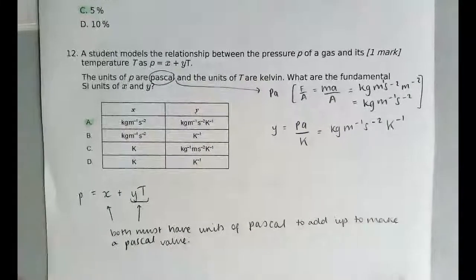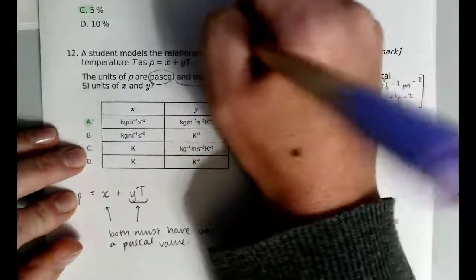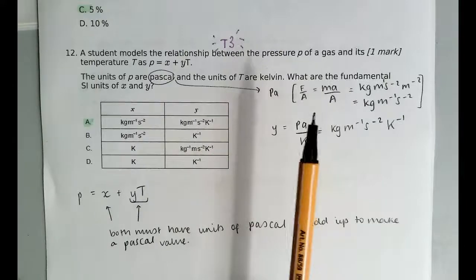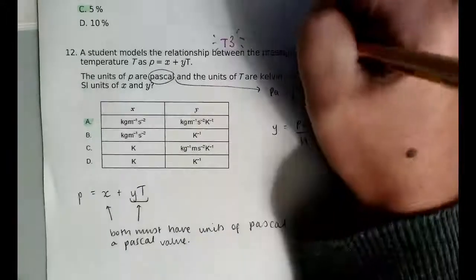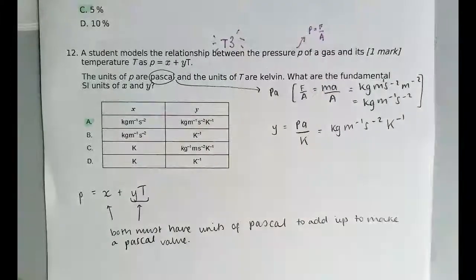Okay, 12. Again, this one technically is topic 3, thermal physics, but it doesn't matter, you can do it. A student models the relationship between the pressure, P, of a gas, and it is expected that you remember from GCSE that pressure is force over area. Okay, you have to come to IB with a vague idea of some equations, or you're going to find it really hard. So if you think you've forgotten all of your IGCSE equations, go back to my sheet and make sure you've had a look at them.